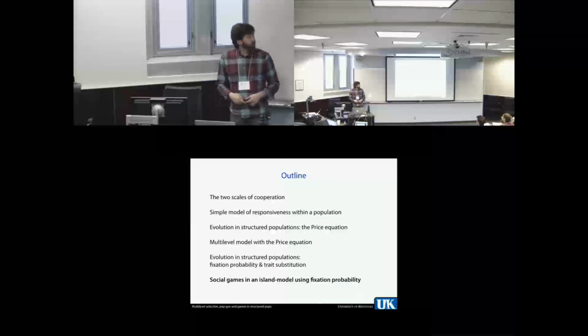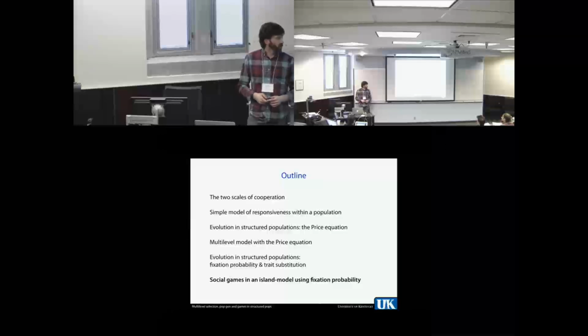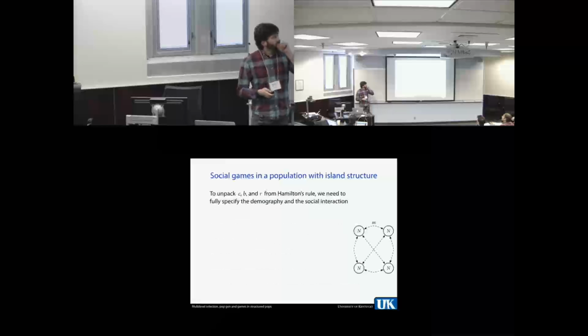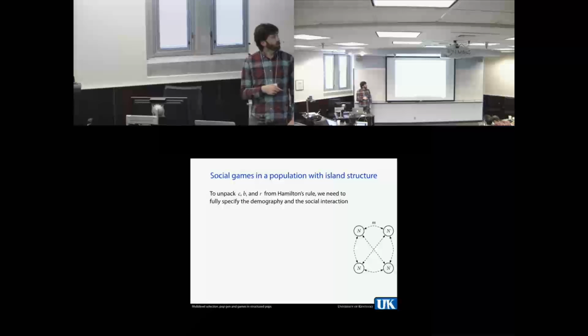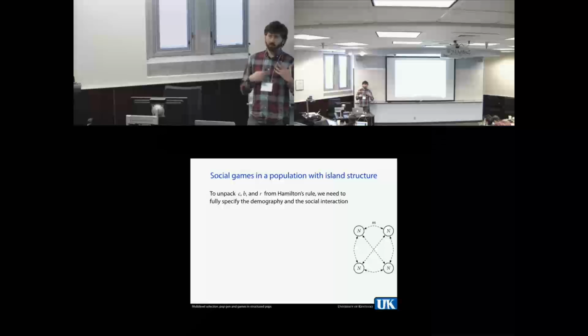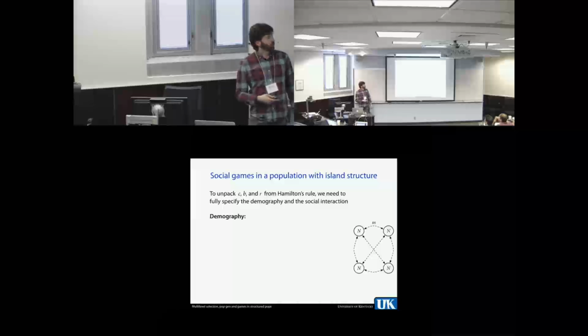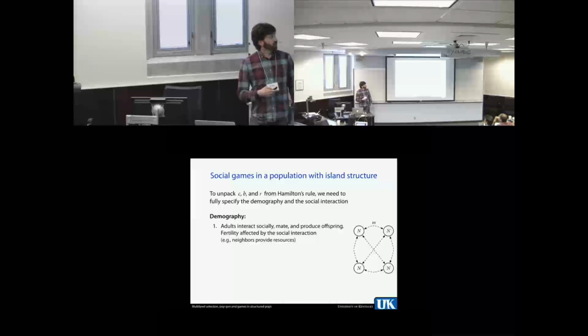Okay, so just the final section, we're going to look at how this works with a little bit more specific example, in terms of the actual costs and benefits from a social game. So what we really want to do is unpack these little c's and little b's like we did before when we looked at responsiveness. And in Hamilton's rule, we need to specify how this demography works a bit more. We have to specify how mating and reproduction happens in more detail. So the first step is to specify the demography.